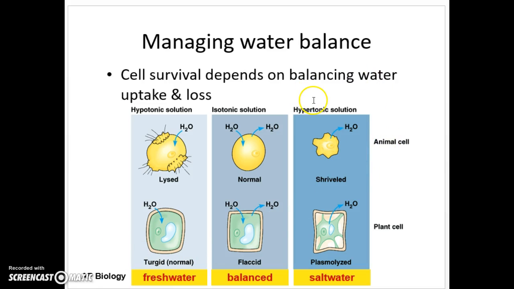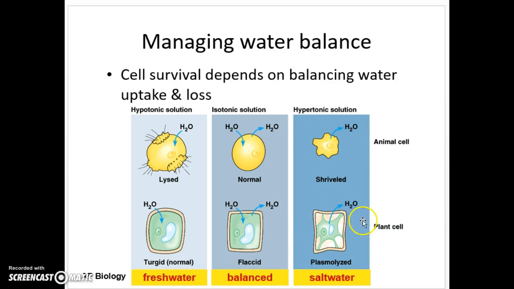And then when we put a cell into a hypertonic solution, that means we have a lot of solute in the solution, for example, with salt water, then the water is going to flow towards where there's more solute. So it's going to flow out into our hypertonic solution. So it's going to shrivel up our cell.